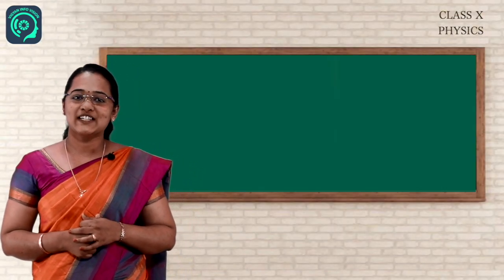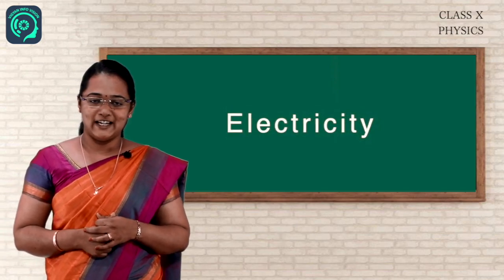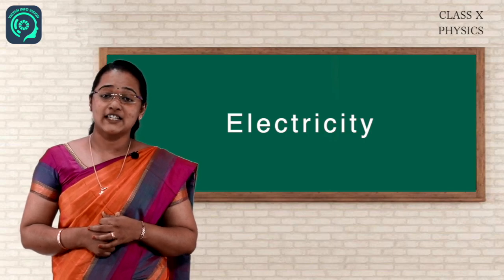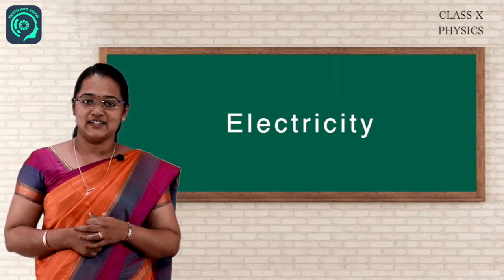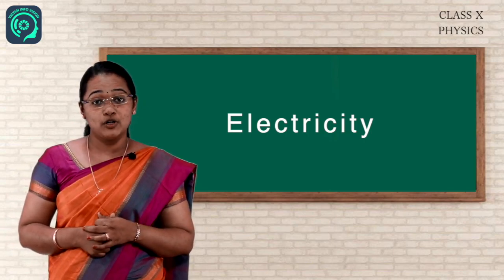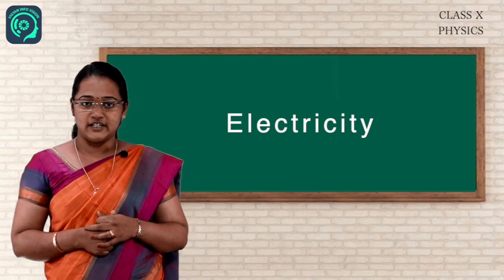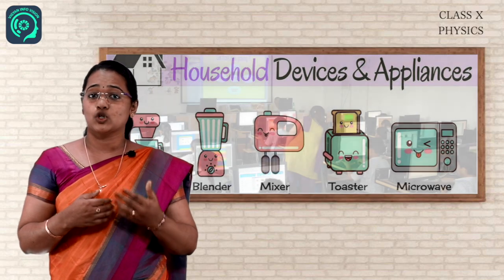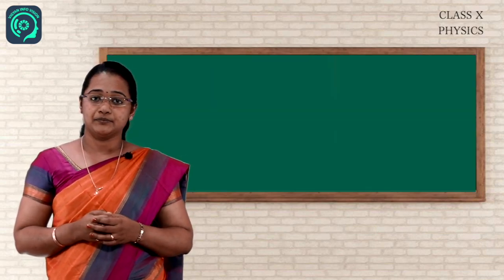Today we are going to discuss some topics on chapter Electricity from class 10 Science. Electricity has an important role in modern society. It is the most controllable and convenient form of energy, which can be used for a variety of purposes in homes, schools, hospitals, industries and so on.